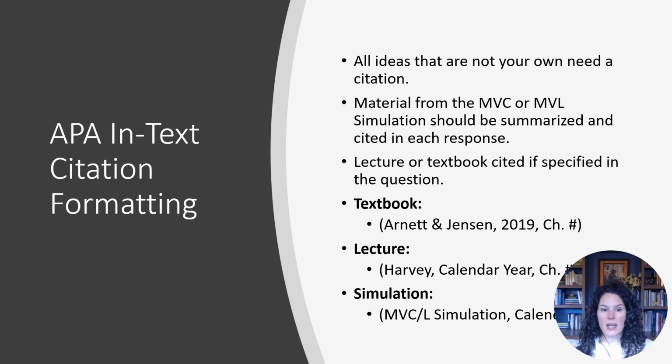And so here's how you cite the textbook in APA format, say Arnett and Jensen. You have the year that it was published, and then we are asking, and this is not APA, but we're asking so that we know as your graders which chapter you pulled it from. So we're asking you to include that. Similarly, in citing my lecture, you use my last name, then you put the calendar year, basically the year you're taking the class, and then again the chapter so that we can find the material that you're referencing. APA wouldn't normally have you include the chapter number. And for the simulation, you can either cite MVL or MVC simulation, and then again, the calendar year, the year that you're taking the class.